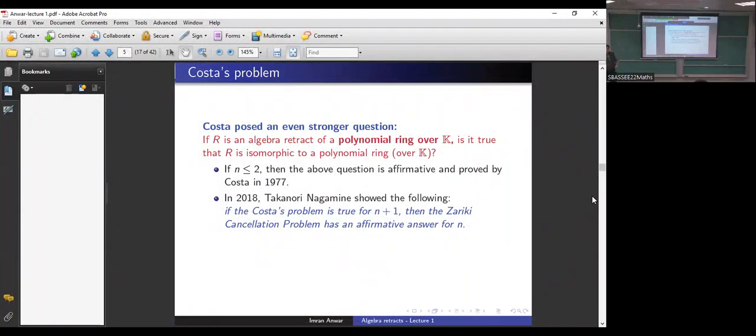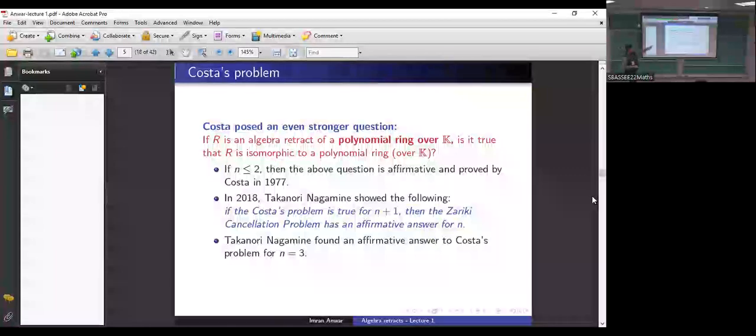So if you prove the cancellation Costa's problem for a particular value of n, it means you are proving the Zariski cancellation problem for n minus 1. And moreover, in the same paper, he proved Costa's problem for n equal to 3. You can see that Costa himself already gave an affirmative answer for n greater or equal to 2. So he improved two steps.